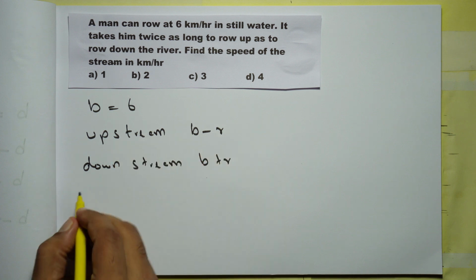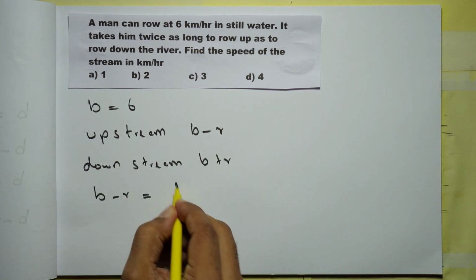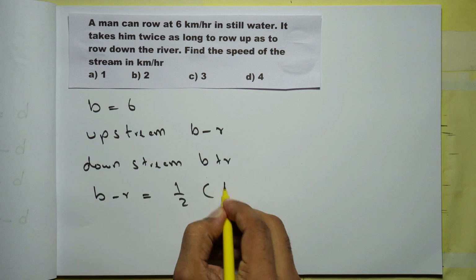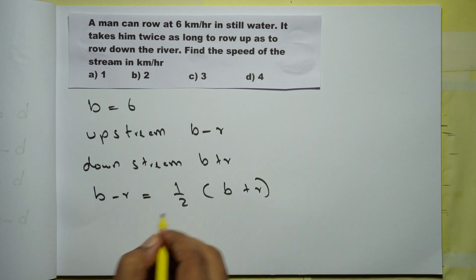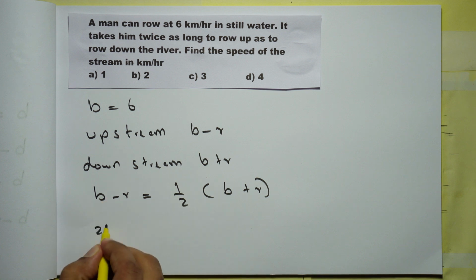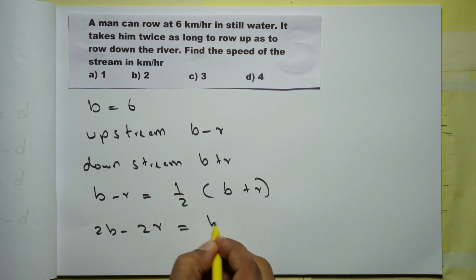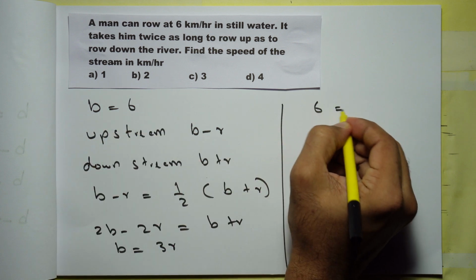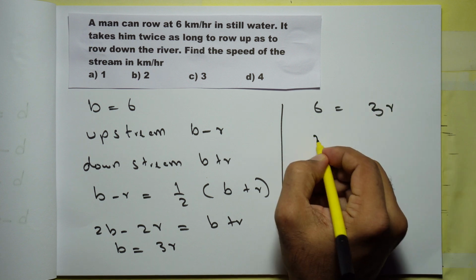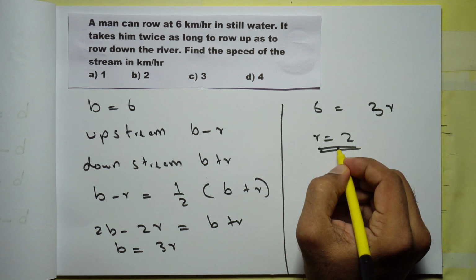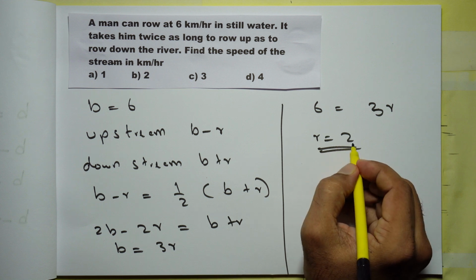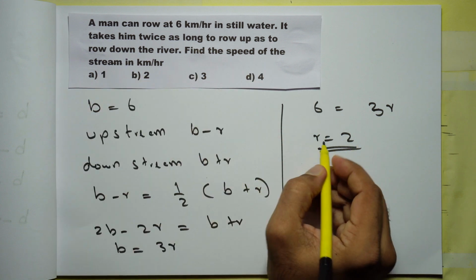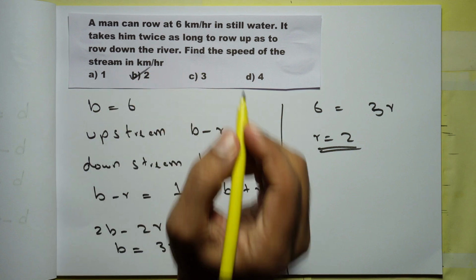So speed while he is upstreaming is b minus r. This is equal to half that of downstreaming, that is b plus r. So we'll just solve it. I'll just bring 2 to this side. So 2b minus 2r is equal to b plus r. I'll just bring b to this side, so you'll get b is equal to 3r. Now here you have b is equal to 6. So 6 is equal to 3r. So r you will get as 2 kilometers per hour. That is r, the speed of the river. Find the speed of the stream, that is 2 kilometers per hour, option B.